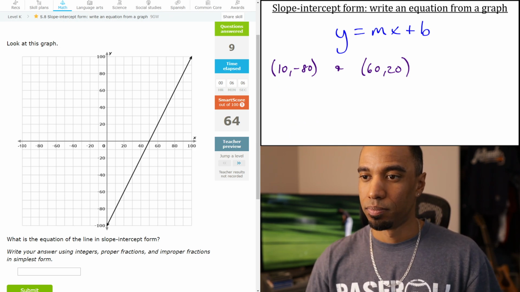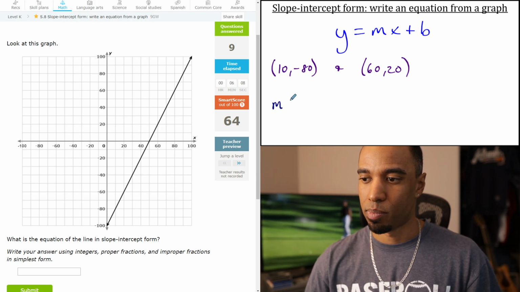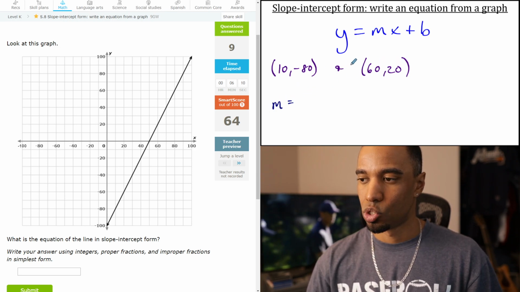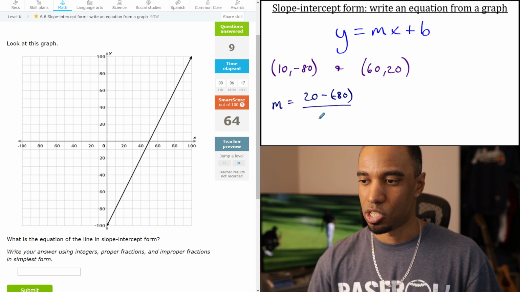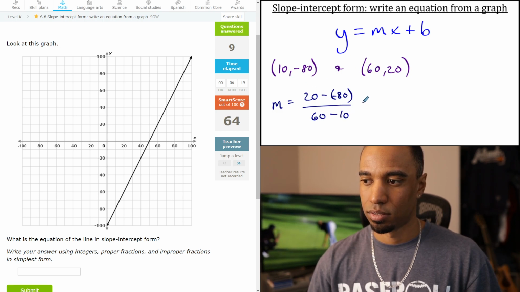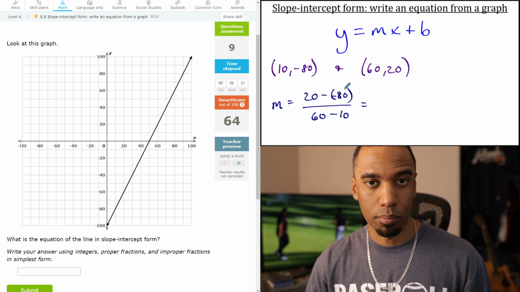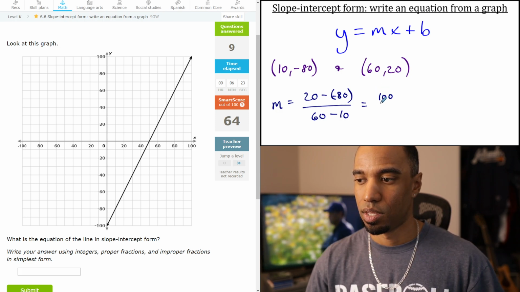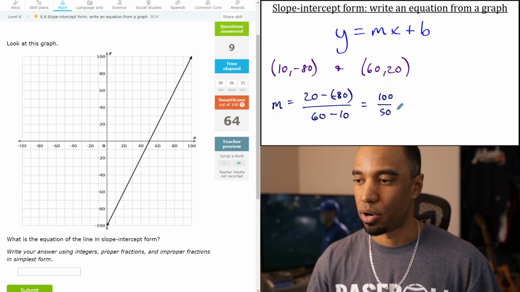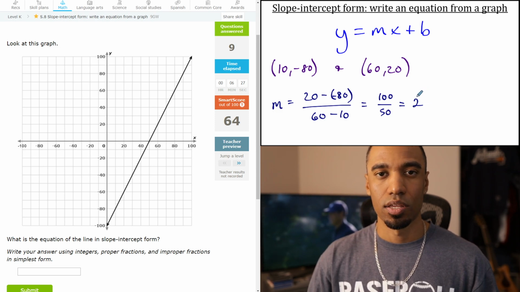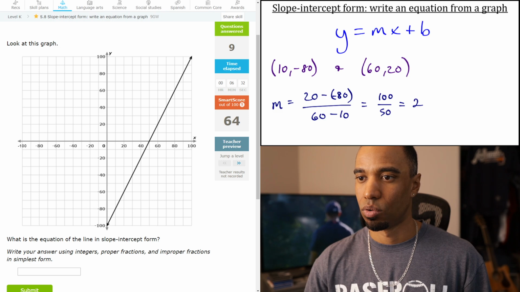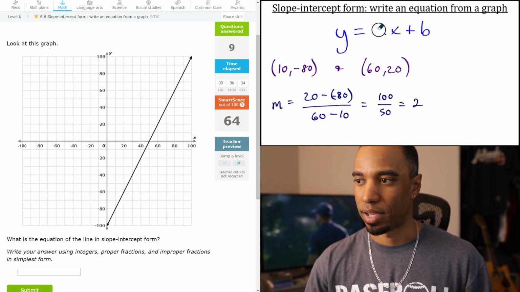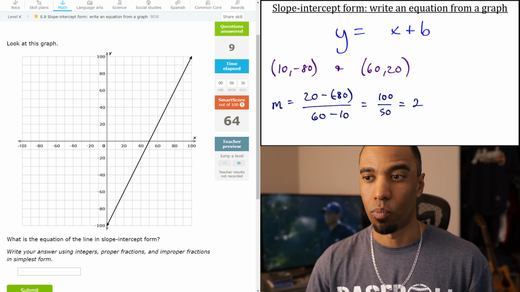To find the slope, I'm going to have to do y2 minus y1 over x2 minus x1. 20 minus -80 over 60 minus 10. 20 minus -80 is 20 plus 80. That is 100. 60 minus 10 is 50. 100 over 50 is 2. That's my slope. Right now, my equation should look like y equals 2x plus b. I still need the y-intercept.